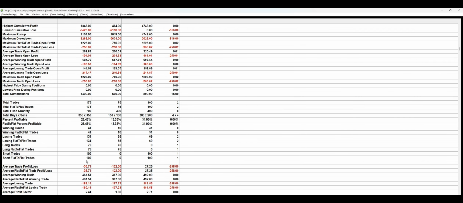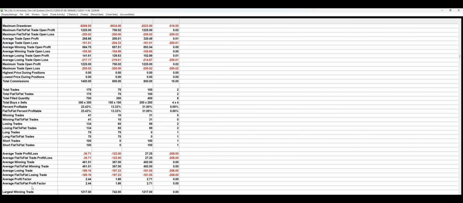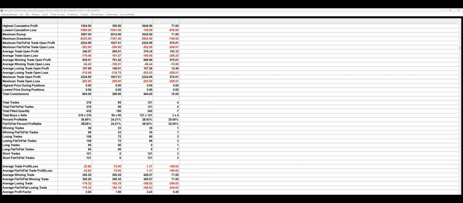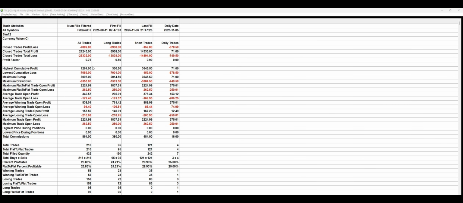What else do we want to look at briefly? So our profit factor actually increased to 2.44. So I believe our profit factor from the first run was somewhere around a 2.02. Let's take a look briefly. So in SIM12, okay, at 2.04. So we took 216 trades originally, 27% profitable, had a 0.75 profit factor, made a loss of 7,100 roughly over a 90-day period.